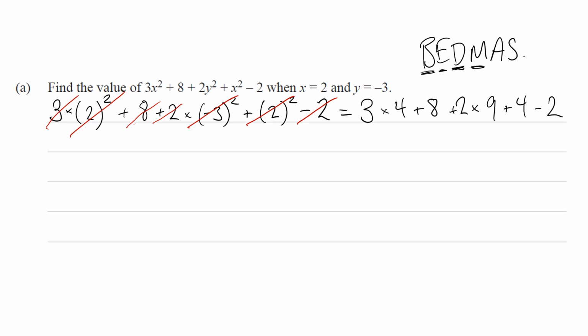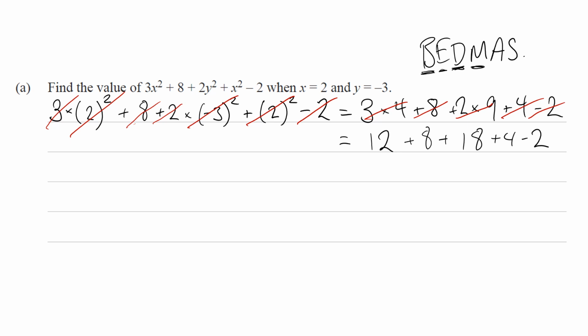Multiplication, now we can go through and do our multiplication, crossing them off as we go. So 3 times 4 is 12. Beautiful. Copying over the things that we don't need. Plus 8 plus 2 times 9. 2 times 9 is going to give us 18. So we can give that one 18, plus 4 minus 2. We've gone through and we have crossed off all of these other values. So we've done really well.